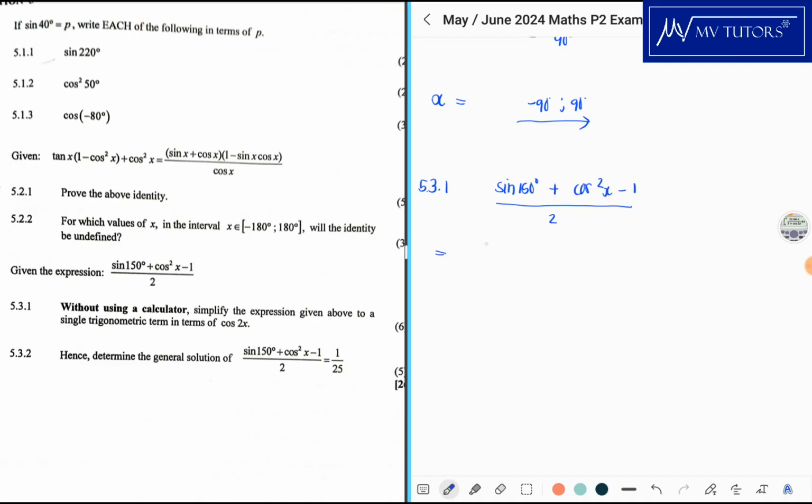So how can we simplify sine 150? We can then say 180 minus 30, right? And the sign is positive. And then cos squared x minus 1.